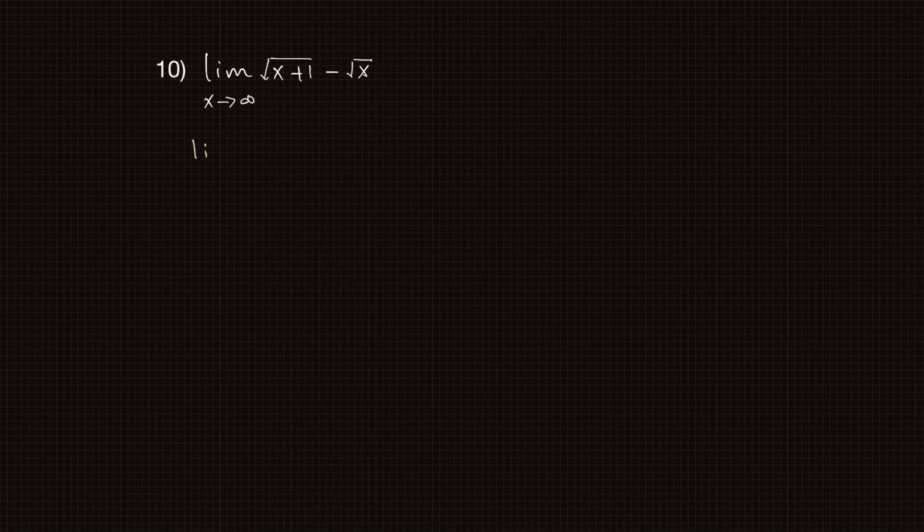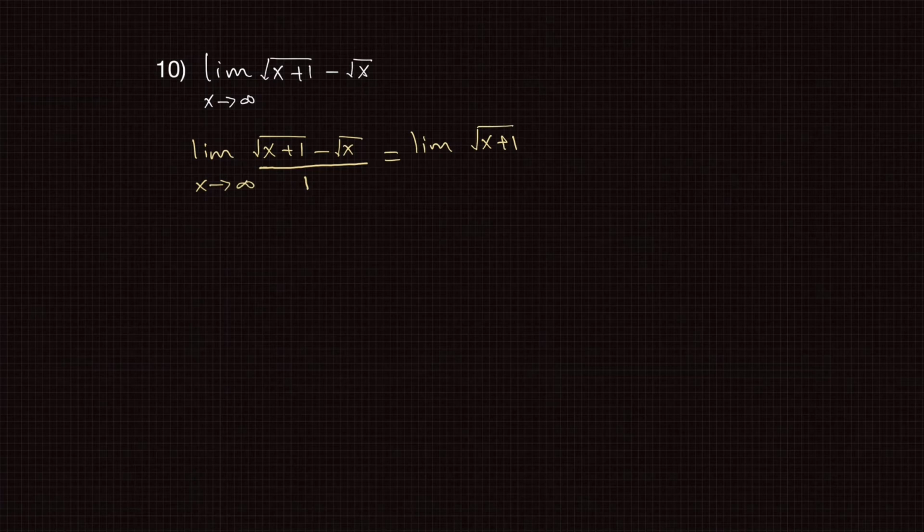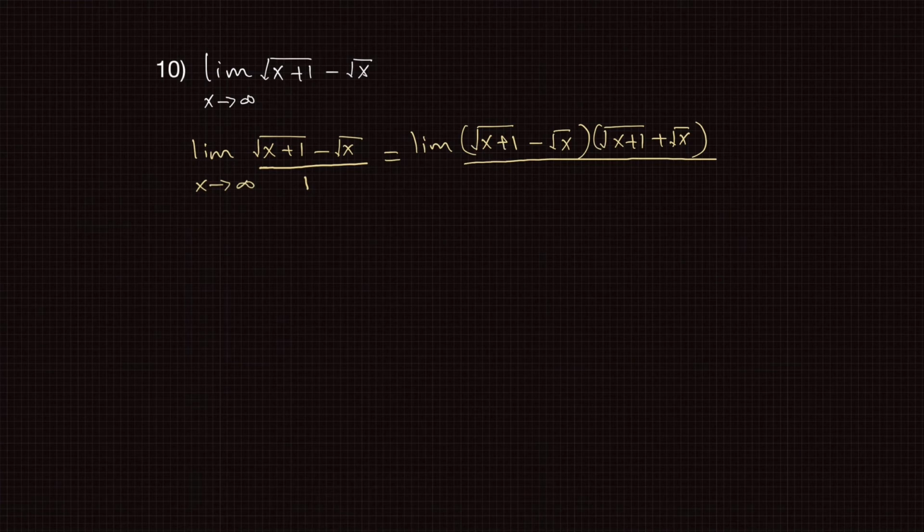Limit of root x plus 1 minus root x as x approaches infinity. Rewriting this limit as the limit of root x plus 1 minus root x divided by 1 as x approaches infinity, and rationalizing the numerator, we obtain the limit of root x plus 1 minus root x times root x plus 1 plus root x divided by root x plus 1 plus root x as x approaches infinity.